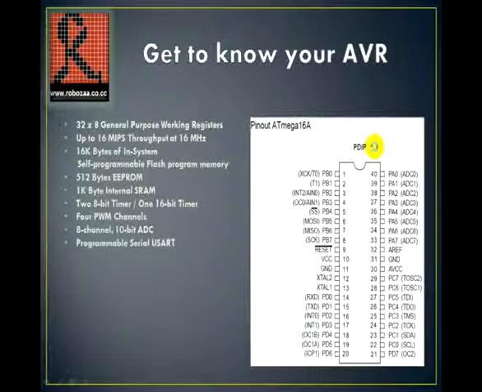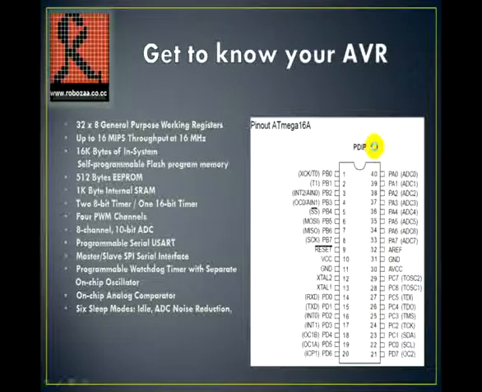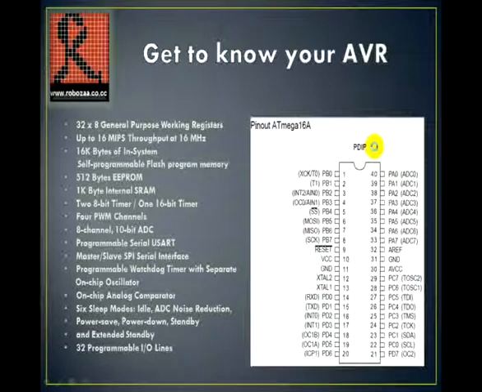There is a serial USART. There is an SPI connector. There is a programmable watchdog timer with separate on-chip oscillator. There is an on-chip analog comparator. There are several sleep modes to save power. There are 32 programmable IO lines, and many more. What's more interesting is that this microcontroller can work at as low voltage as 2.7 volts.